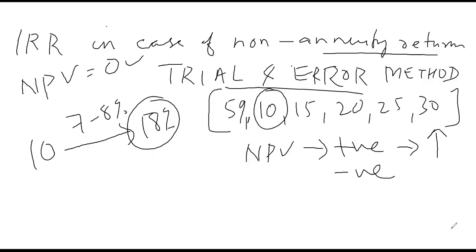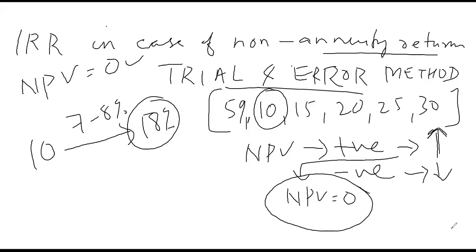So first, take any arbitrary percentage and get the NPV. If you are getting a positive NPV, increase the rate of discount in the next step, because now you have to get a negative NPV. Similarly, if you are getting a negative NPV, you decrease the rate of discount, because you need one positive and one negative NPV, because your NPV 0, which is your IRR, will be in between. So this is the approach we are going to use in this method.